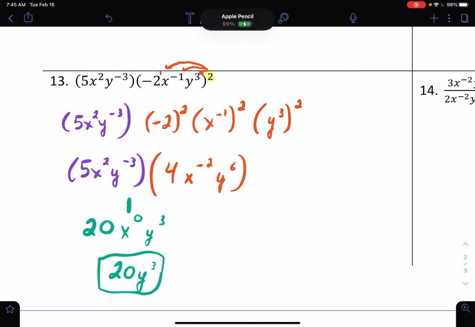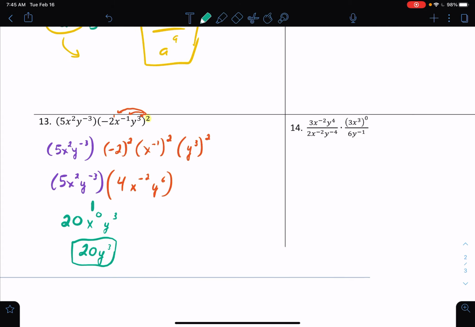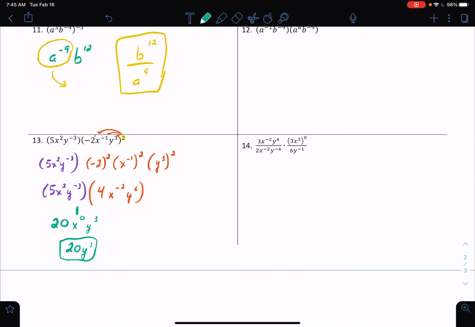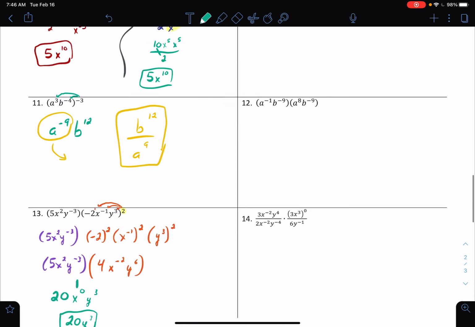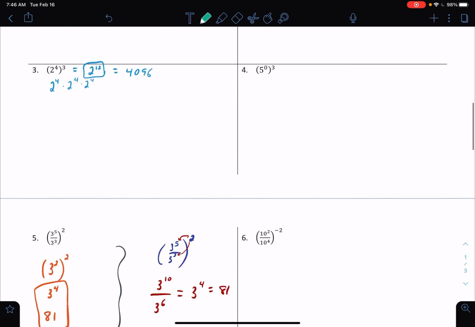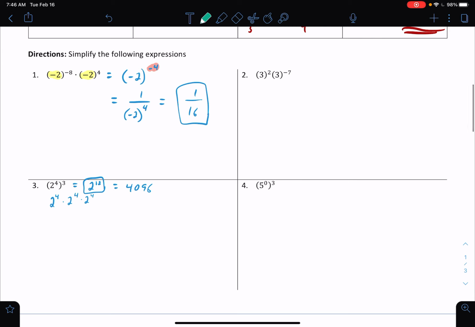It's very easy to get overwhelmed with these, but just go through those properties and make sure you're doing them correctly. Make sure your answers don't have any negative exponents or anything like that. You've got 1, 2, 3, 4, 5, 6, 7 problems that you can practice right now and check the filled out notes to make sure you got the right answers.